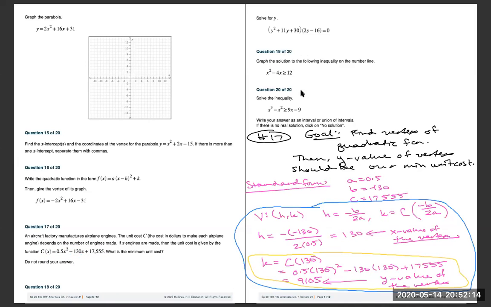So essentially our solution, 9105, make sure you have units on it. It's cost, so dollars. All right, I'm going to clear this out, move on to number 18.